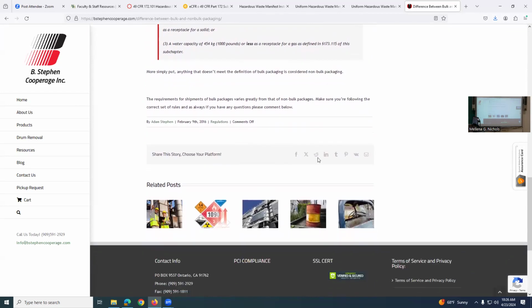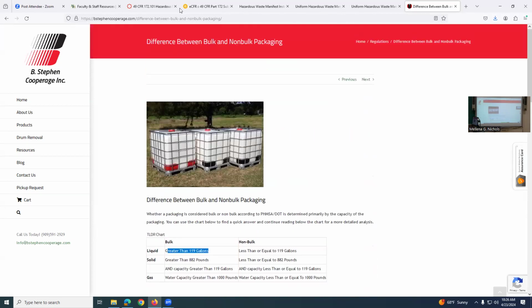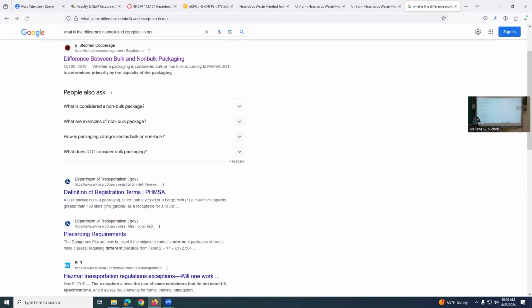Permanganate, we'd be pretty close to being non-bulk. Yep, and then it didn't say what the exceptions were when you did it.